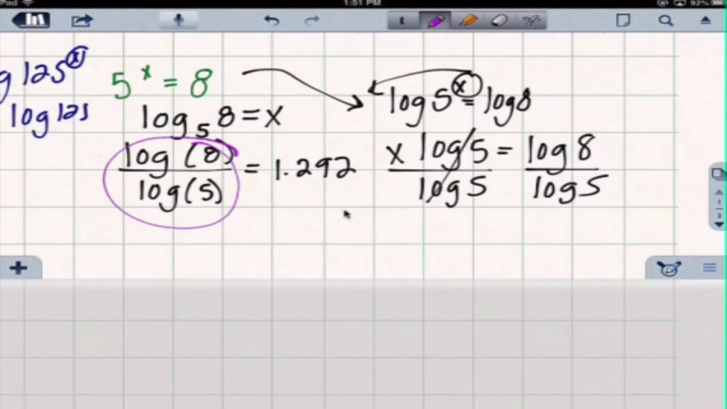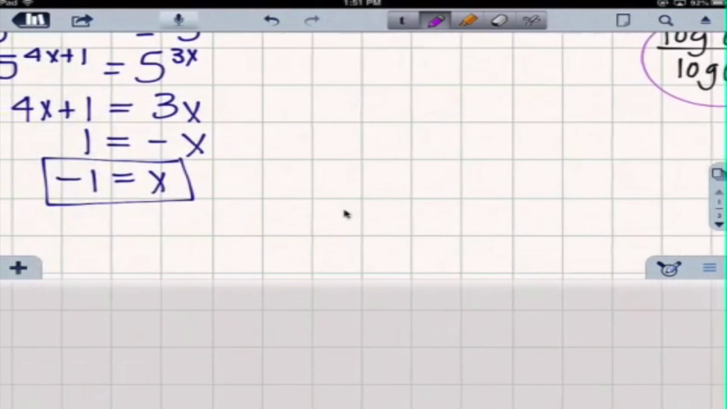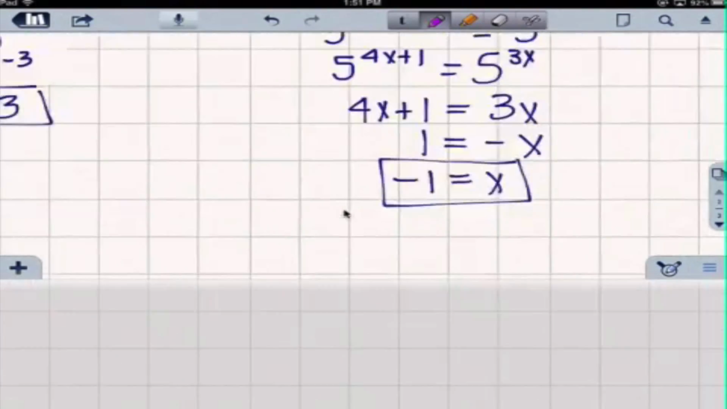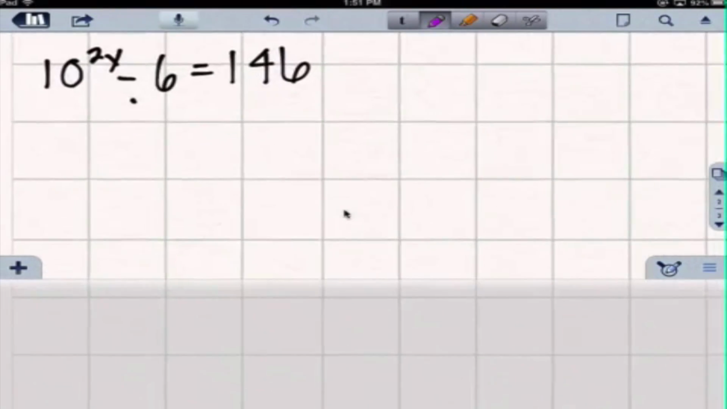Just a reminder, and we talked about this a lot in class last time, whenever I have an exponent that has a variable, that is when I need to change forms and use a logarithm. Okay, so let's do one that is a little bit tougher.